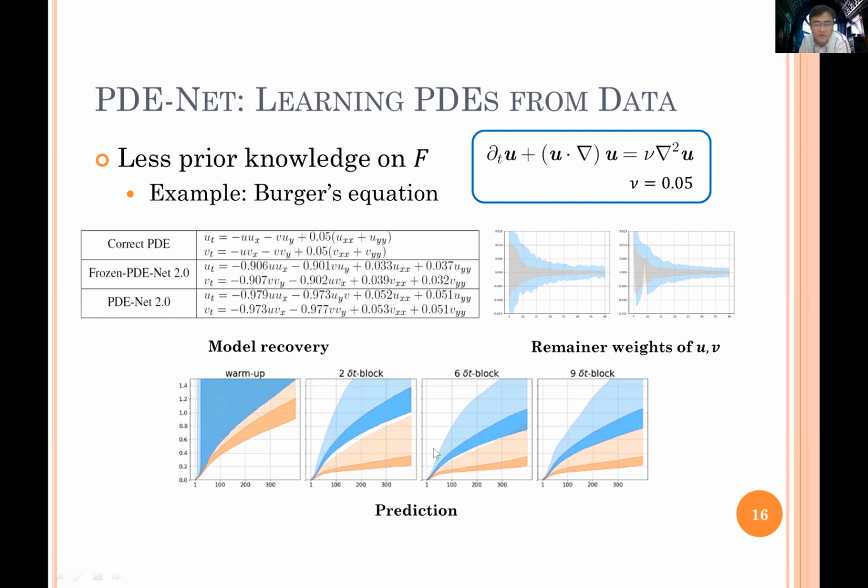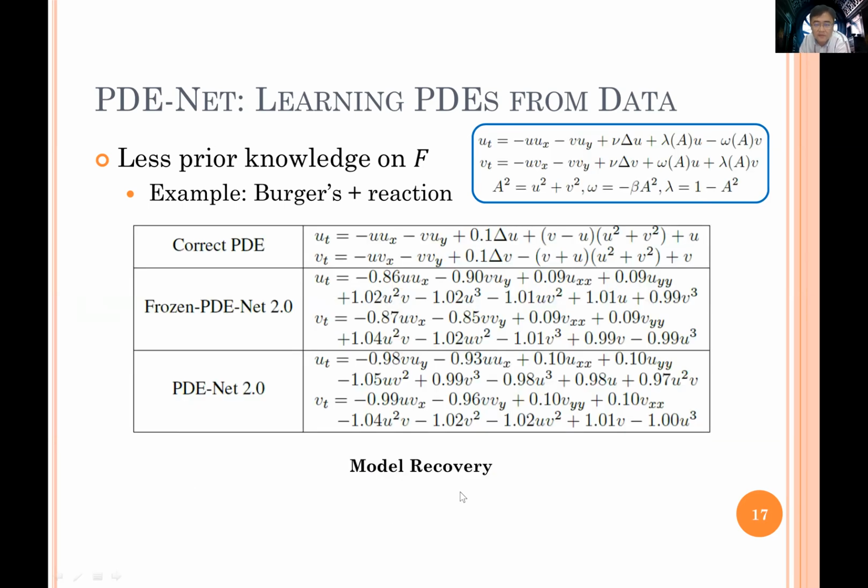Okay, and this is the comparison between frozen and the actual PDE-Nets in terms of the prediction. Once you fit the model, you can generate random initializations, pass them through the system, and it can make accurate predictions. Okay, and this is just another, more complicated example.